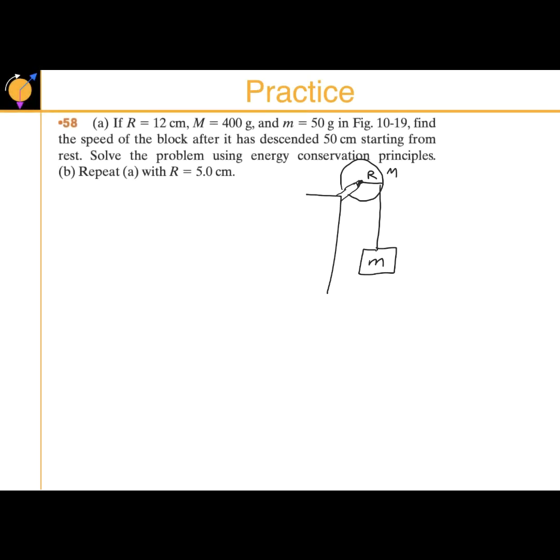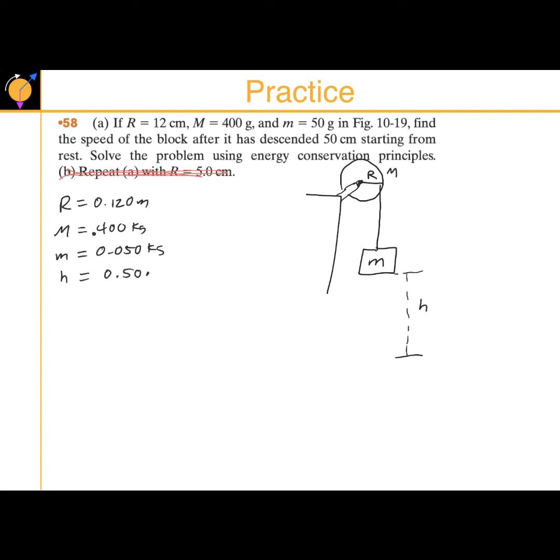So let's see an example of what we can do with that. Let's say here I have, we're not going to do part B. Let's say here I have another mass hanging from a pulley, and that mass starts off here, and we let it go, and it falls down a certain distance. Okay, so we're told here that R is 12 centimeters and the mass of the pulley is 400 grams, so 0.400 kilograms. The mass of the little block is 0.050 kilograms. And the block descends 50 centimeters.